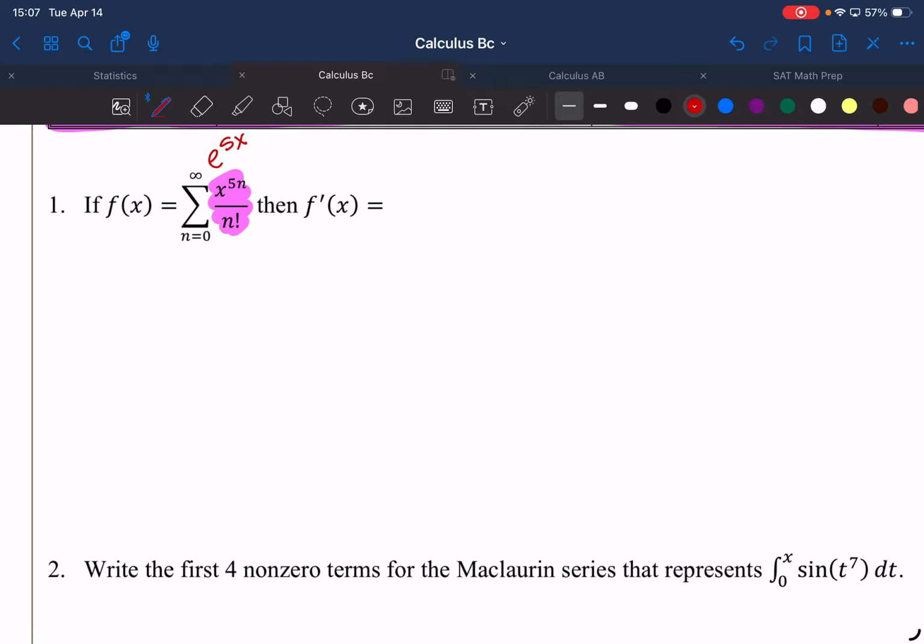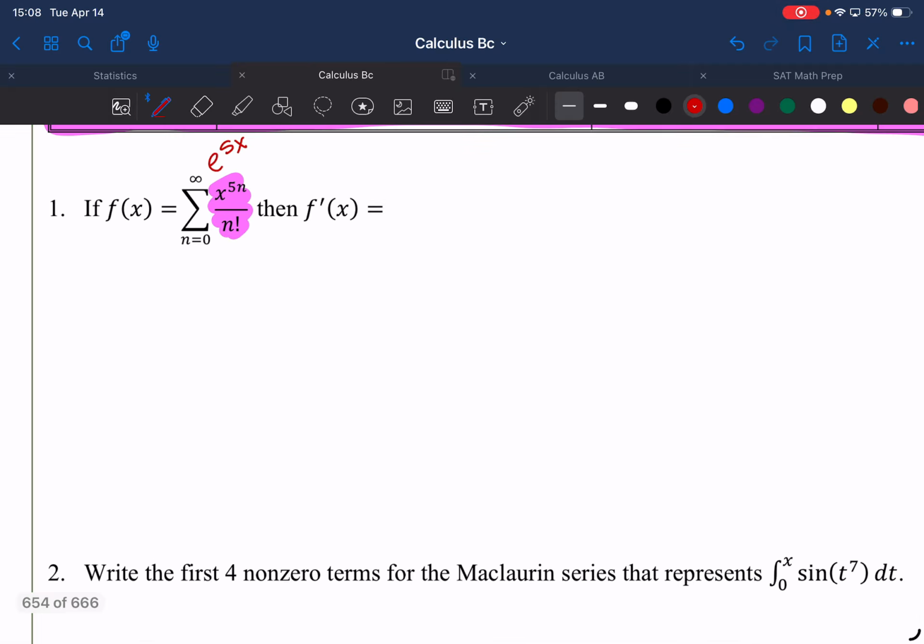Okay, you cannot just say, okay, this is similar to e to the 5x, so that means the derivative must be 5e to the 5x. Okay, they're going to mark it wrong. Okay, even if they don't tell you to use a Maclaurin series, just by looking at this series notation, that should tell you what you're doing. Okay, because if they wanted you to find the derivative of e to the 5x, they would have just said find the derivative of e to the 5x.